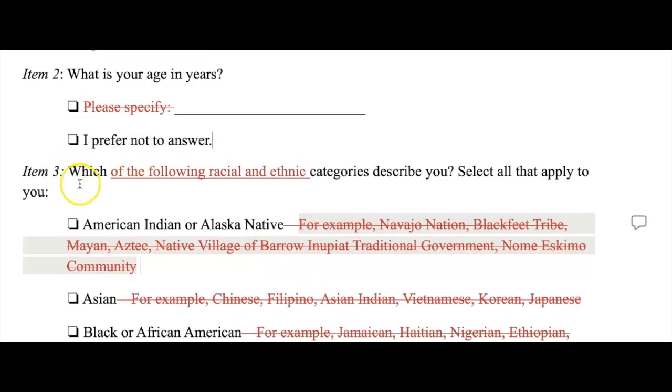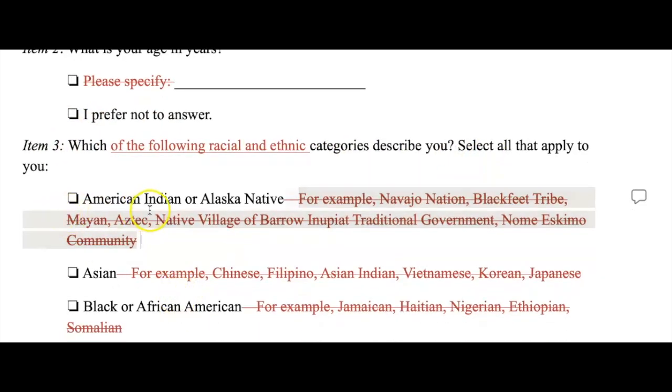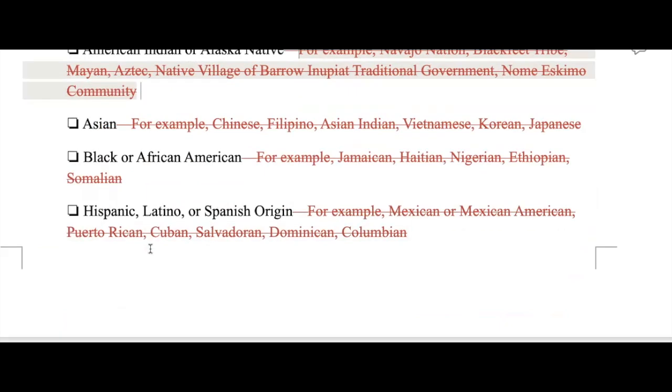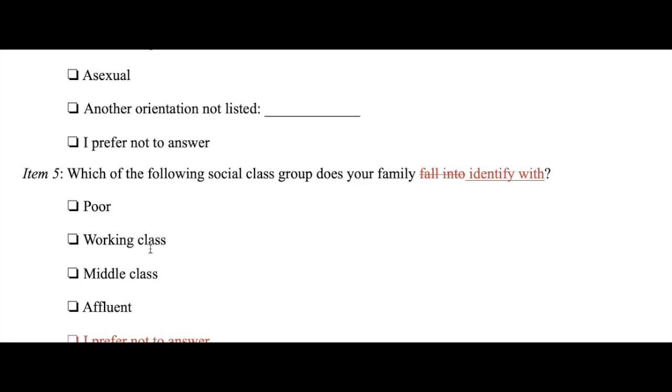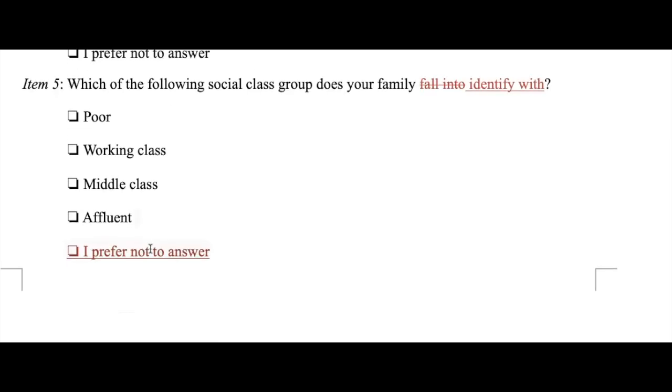So it says item 3, and it was likely which categories describe you. And they changed it to which of the following racial and ethnic categories describe you. Select all that apply. And then the first was American Indian or Alaska Native. And then they had a list that they ended up taking out. So hopefully this is demonstrating a strong example of what it looks like to have your original survey with the track changes so that we can see both.